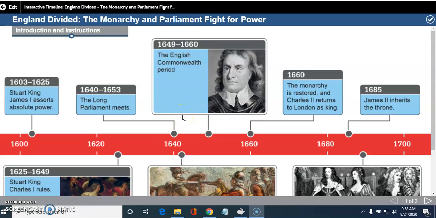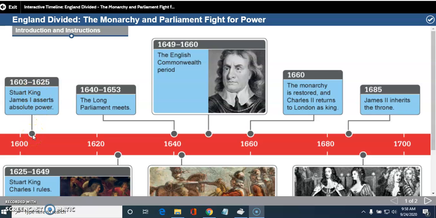Okay, this is going to be a short video on the timeline of the English Civil War. And this is, again, the time period where the monarchy and Parliament were fighting for power. The first event is the Stuart kings, James I and then his son Charles I.